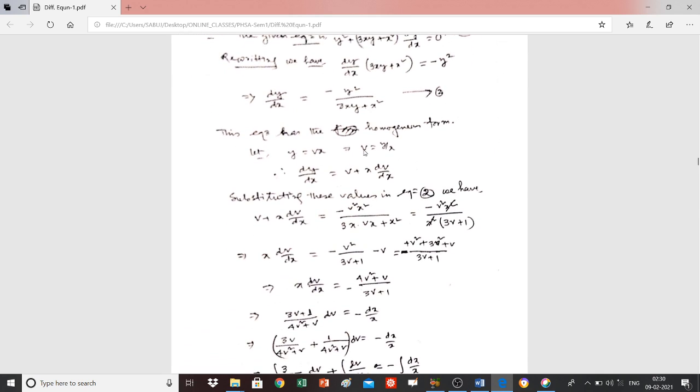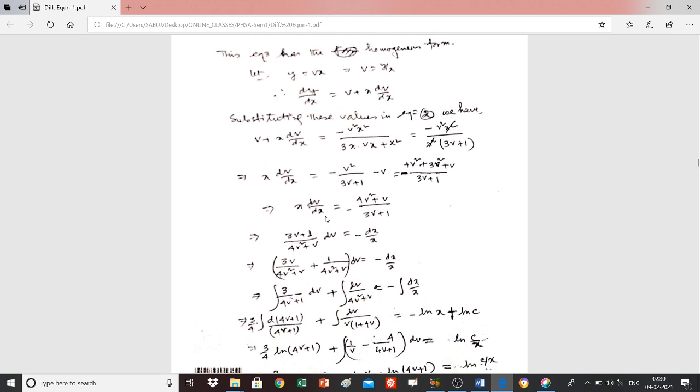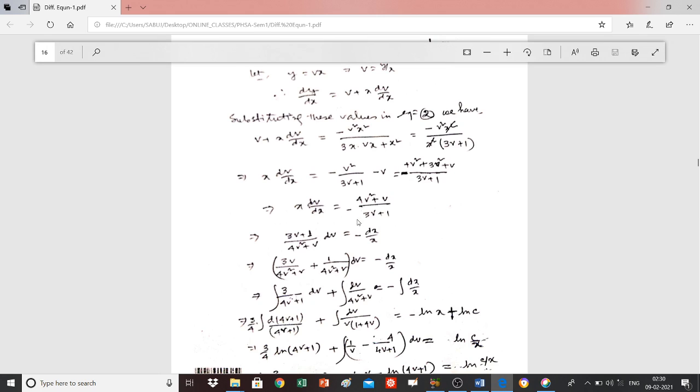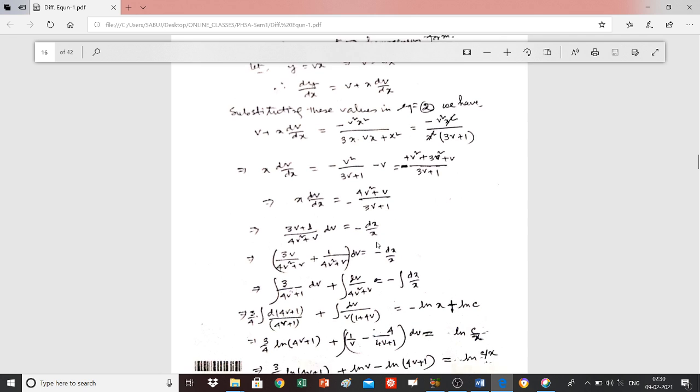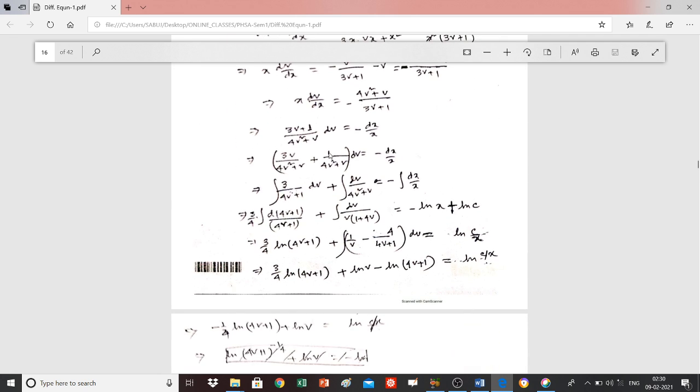Just substitute y is equal to vx, and after substitution and simplification you will have this line. Just go through this line: x dv by dx is equal to minus 4v square by 3v plus 1. And then you need to integrate both sides of this equation. From here you can also write 3v plus 1 by 4v square plus v dv is equal to minus dx by x. Now this can be written as 3v by 4v square plus v plus 1 by 4v square plus v dv, and then this is minus dx by x.